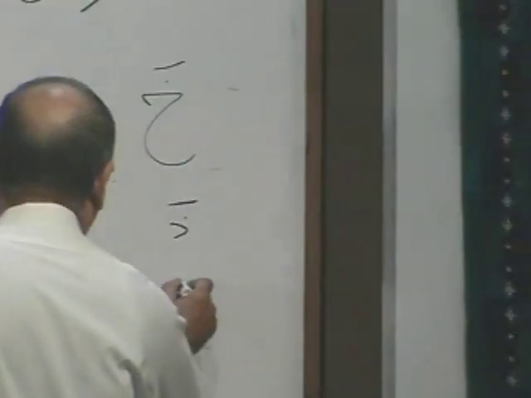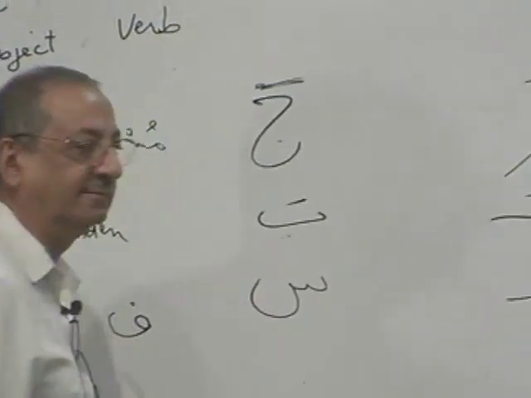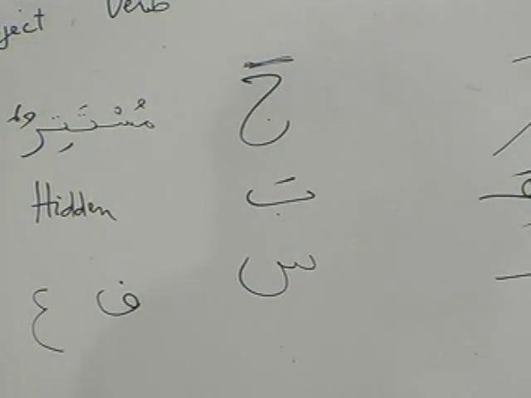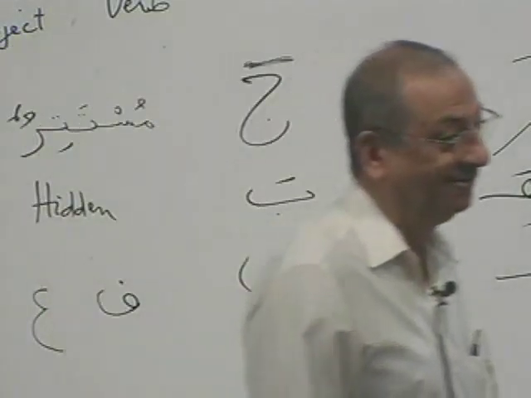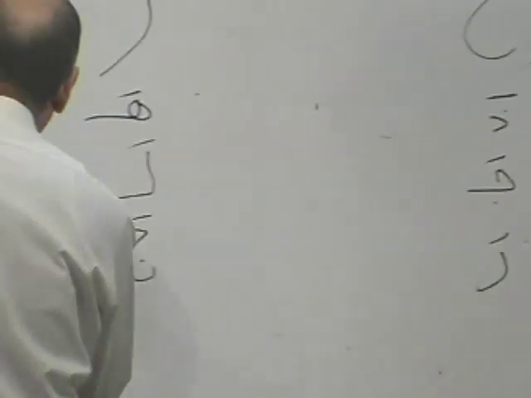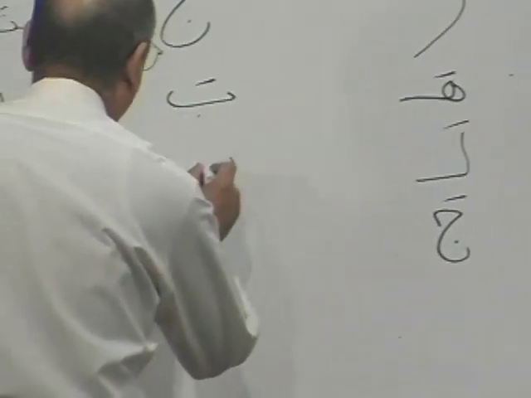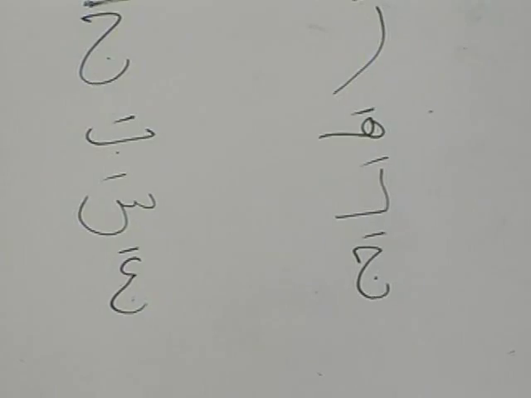Then I say, ja, la, sa. Are you with me, brothers and sisters? What is it? Fata, fata, fata. Then I write down one more word. Ra, ja, a. These are the four verbs in your book one, that's all.